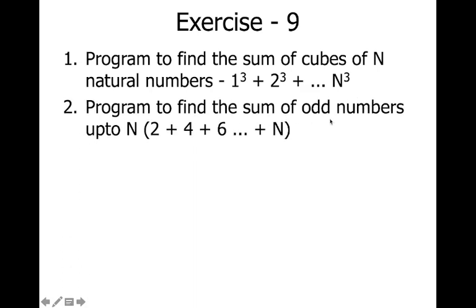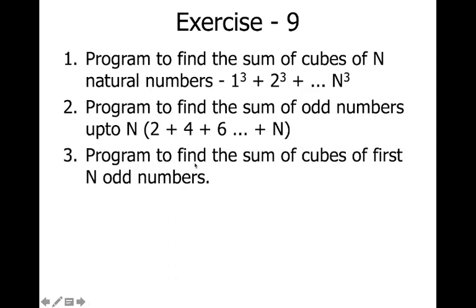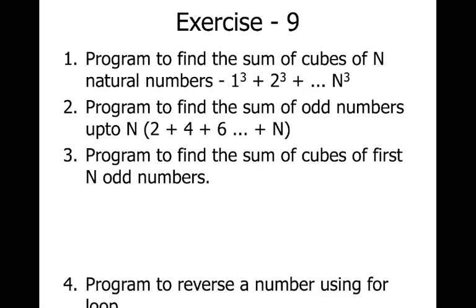Then program to find the sum of even numbers up to n, that is 2 plus 4 plus 6 plus up to n. You have to find the sum of this. Sorry, it is not odd numbers, it is even numbers. I made it odd, it is wrong. You make it even numbers. Then program to find the sum of cubes of first n odd numbers, that is 1 cube plus 3 cube plus 5 cube plus 7 cube, like that you have to do.